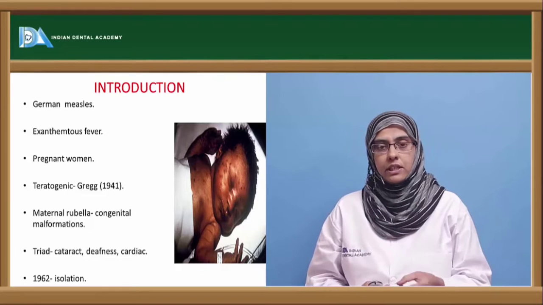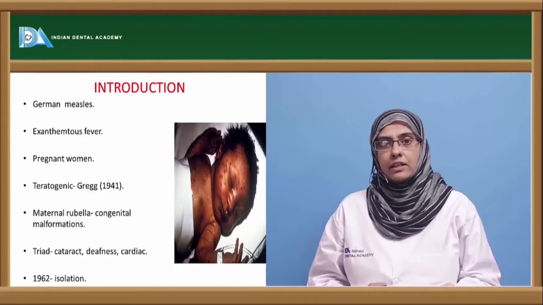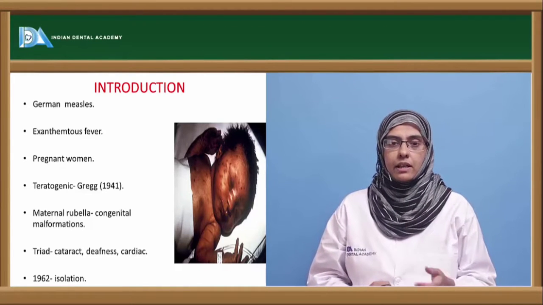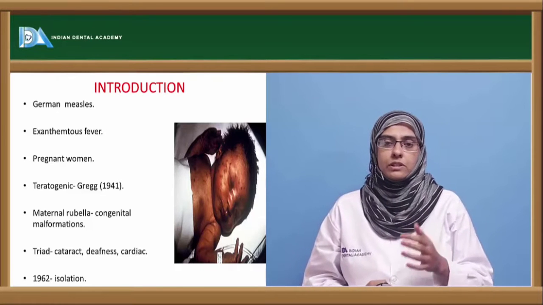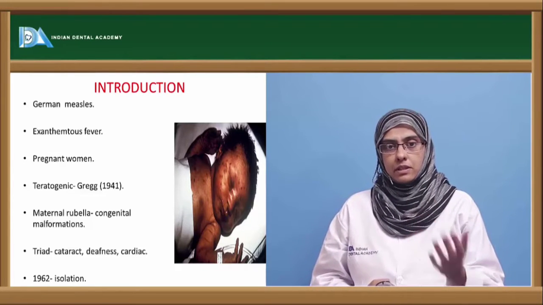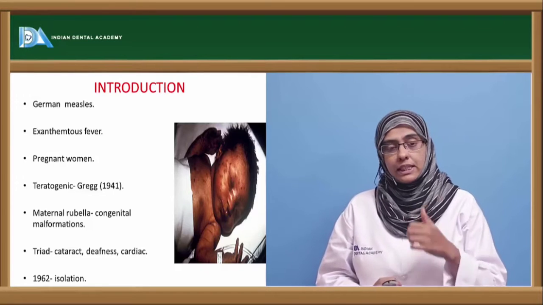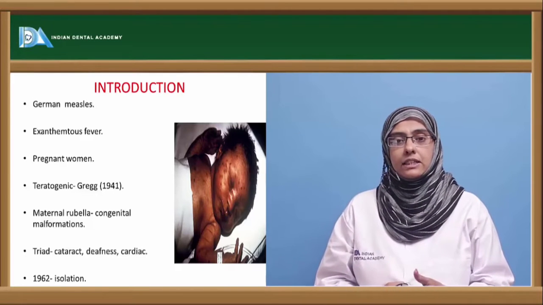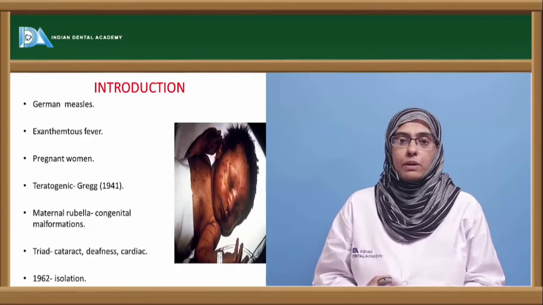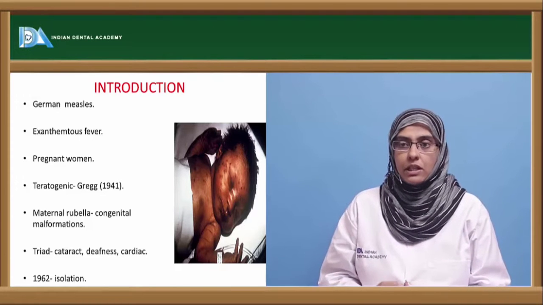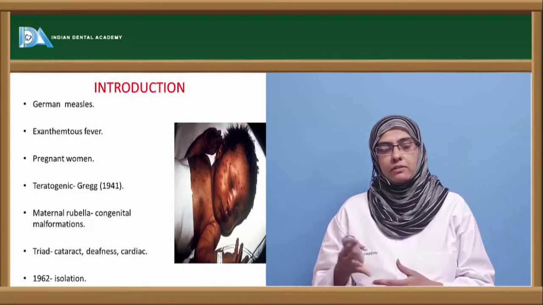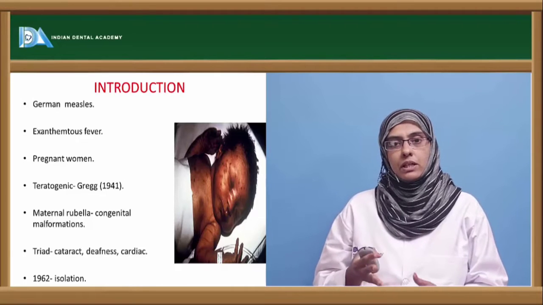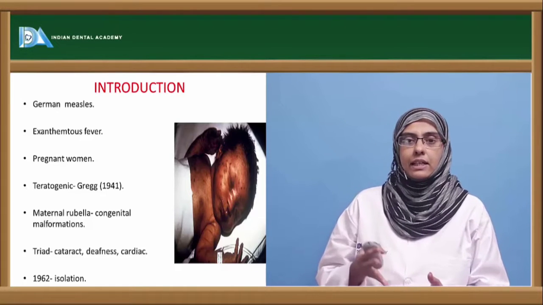So the first identification of this teratogenic property was made by Gregg, an Australian ophthalmologist, or the doctor who had seen that there is an increased incidence of cataract in the newborn babies who were born to infected mothers. So the complication seen in these babies was triad in nature, involving the cataract, cardiac defect and the deafness.